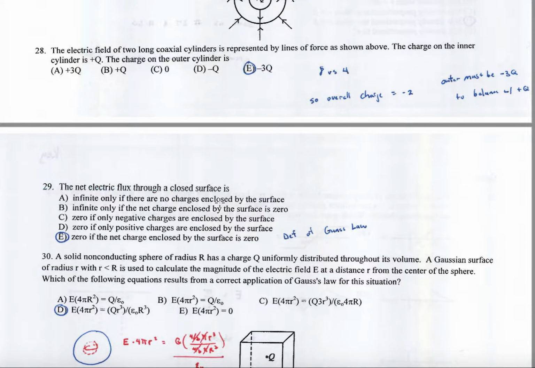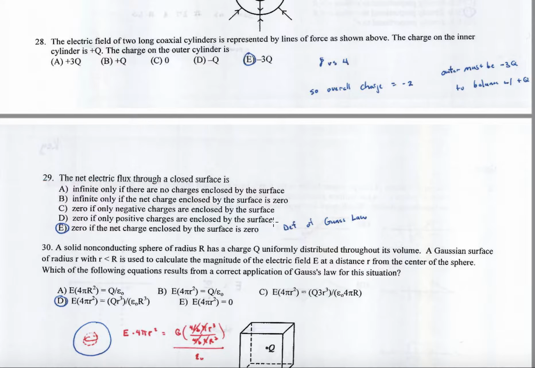All right, the net electric flux. Okay, this is the definition of Gauss's law, right? The net electric flux is 0 if the net charge enclosed is 0. If there's no net charge inside your Gaussian surface, how could there be any net flux? Like I said, if you enclose a positive charge, you're going to have field lines going out. If you enclose a negative charge, you're going to have field lines coming in. If your surface has no net charge inside of it, field lines that come in also have to go out. So that'd be no net flux.